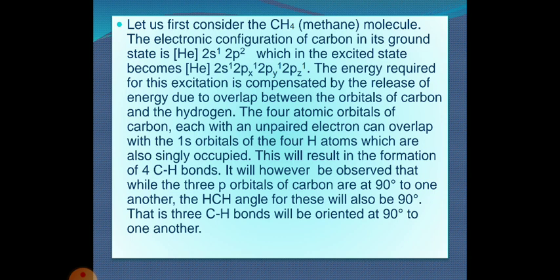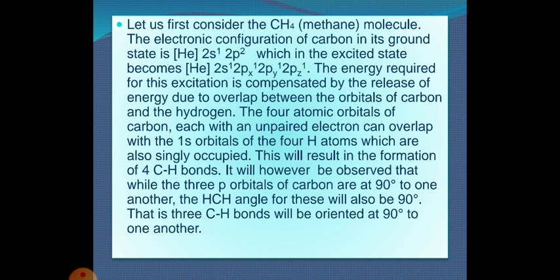one of the electrons from the 2s orbital enters the last, that is the 2pz orbital, and the electronic configuration becomes 2s1 2px1 2py1 2pz1. That is, one of the electrons from the 2s2 orbital enters the z orbital of p, that is 2pz1. The energy required for this excitation is compensated by the release of energy due to the overlap between the orbitals of carbon and hydrogen.